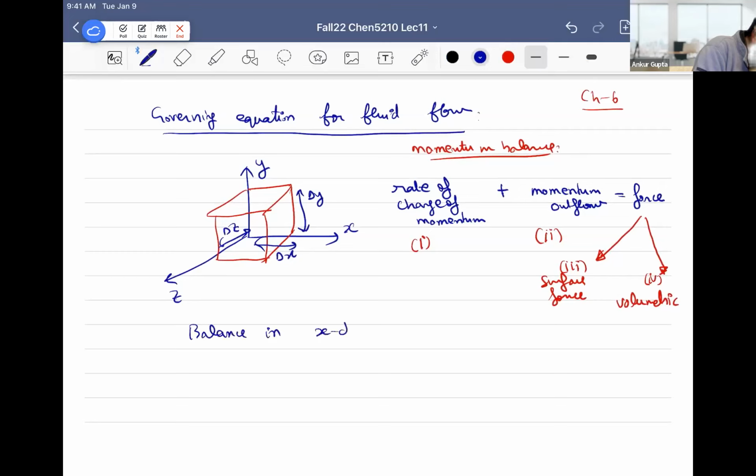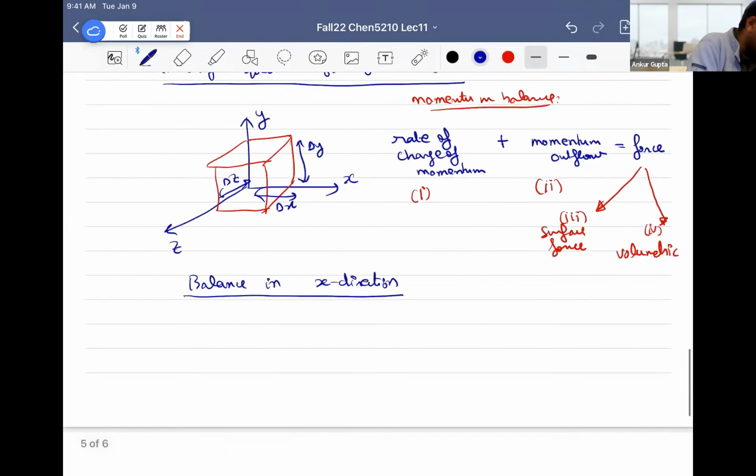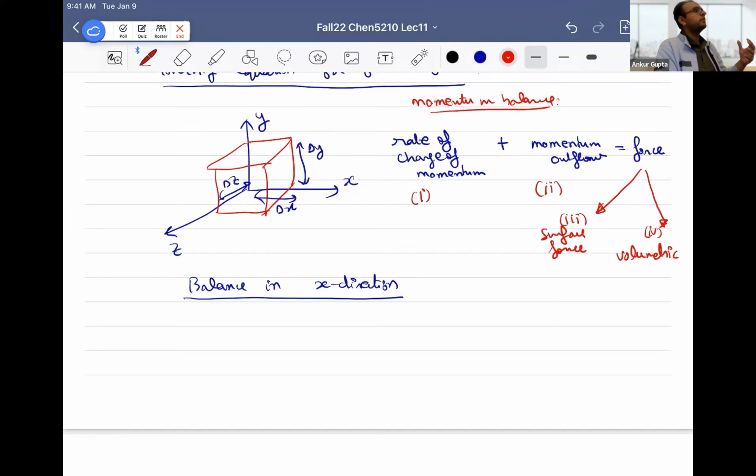Balance in x direction. Right? So balance in x direction. And now we have rate of change of momentum. So what is momentum? Momentum is mass times velocity. And we are thinking in terms of volume. So we'll think of density times volume as mass. So it's del by del t. So this is first term, del by del t of rho Vx, delta x, delta y, delta z.